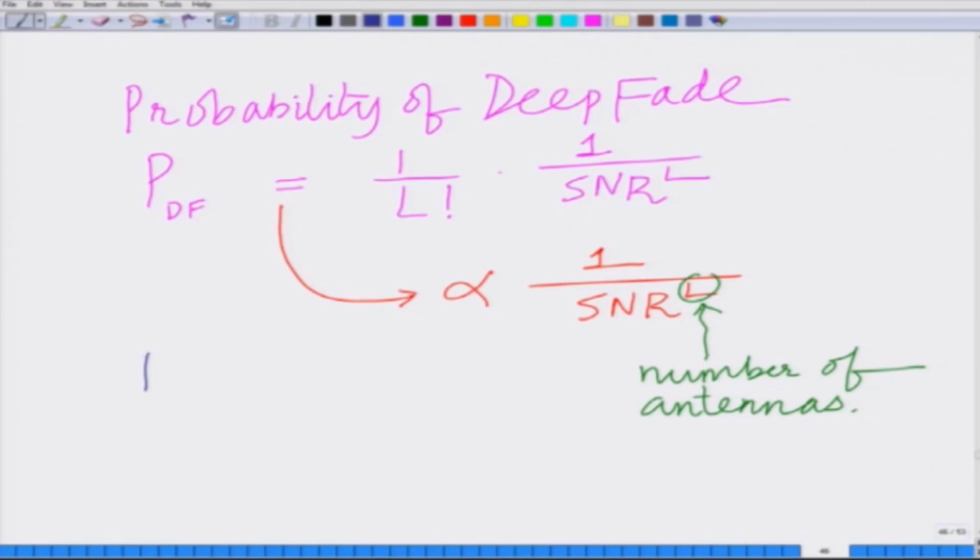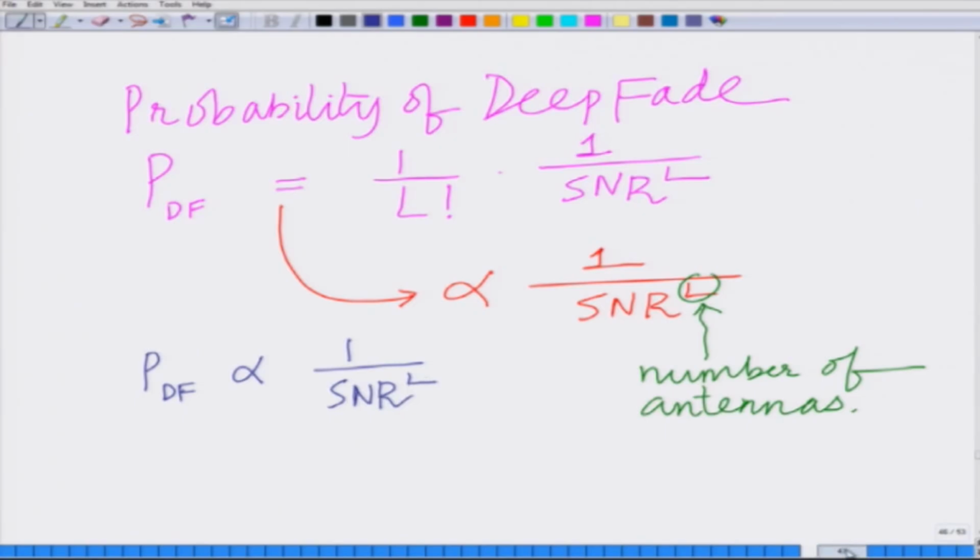And therefore, as the probability that the system is in a deep fade has decreased, naturally the bit error rate, which arises because of the bit errors out of these deep fade events, has also decreased, and this is a key result. Let me write it down again. The probability of deep fade is proportional to 1 over SNR raised to the power of L.